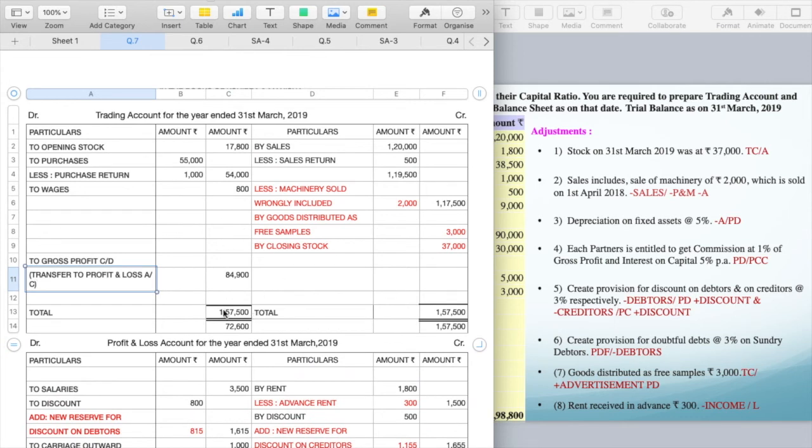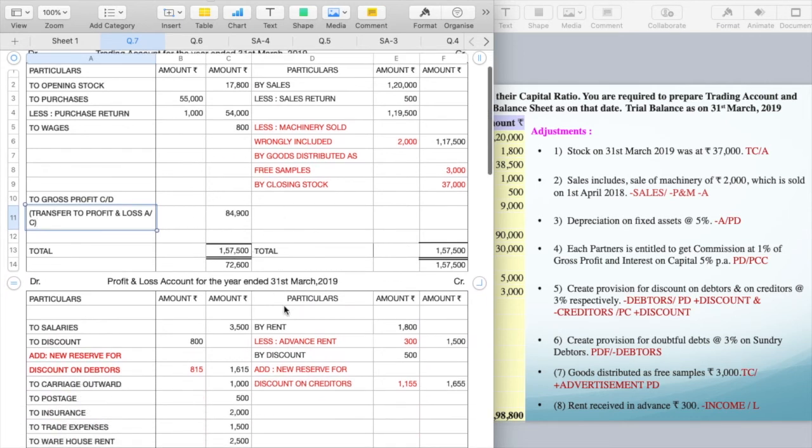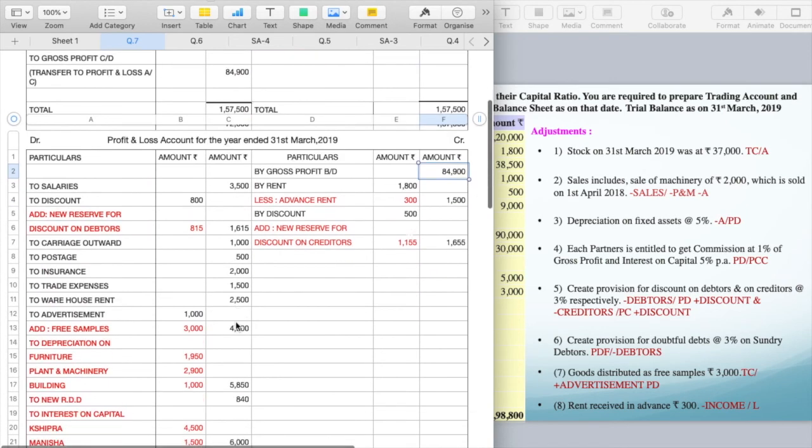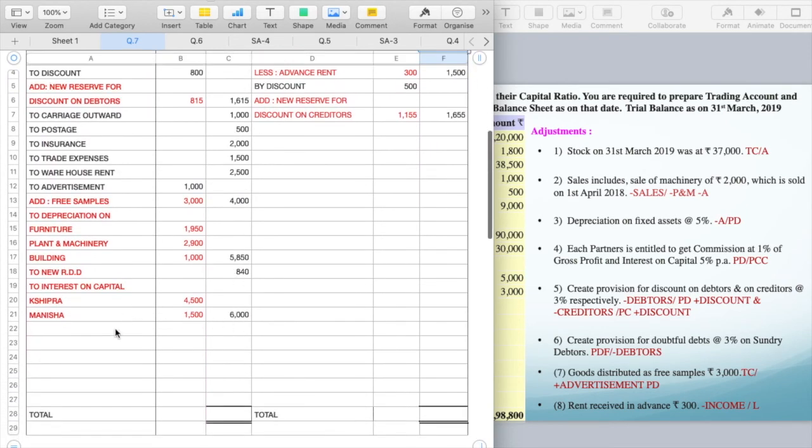Okay. Now here we have got the difference on the debit side. So transfer on the opposite side of the profit and loss account by gross profit brought down 84,900. Okay. So now we can provide commission to partners.